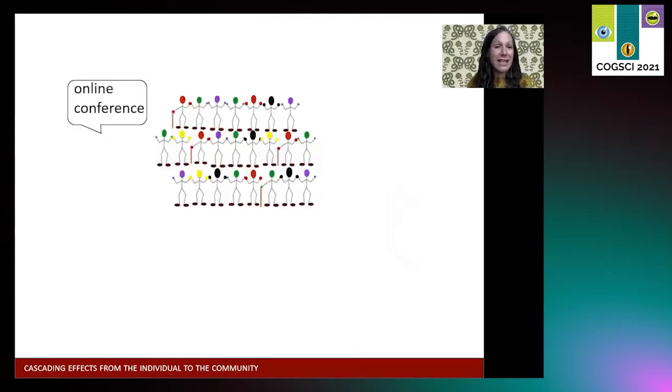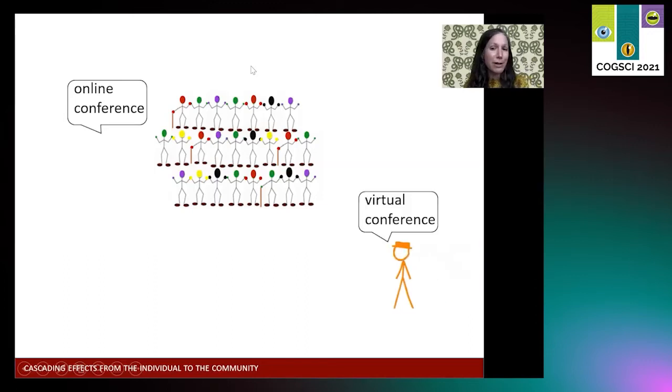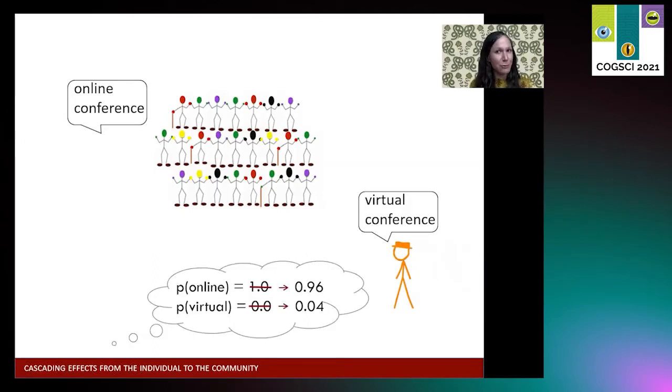Now, let's say that instead of just knowing 2 people who attend this conference, you actually know quite a few of them, but they all call it an online conference. Again, you might meet someone new who's going to call it a virtual conference. This would lead you to adjust your representations, but this time, the adjustment is going to be much, much smaller.